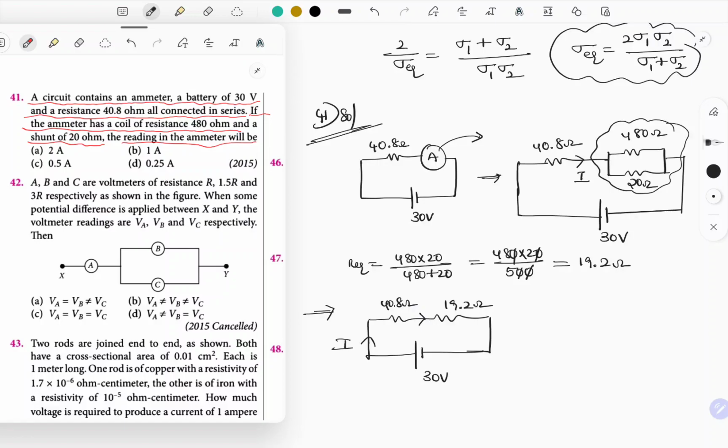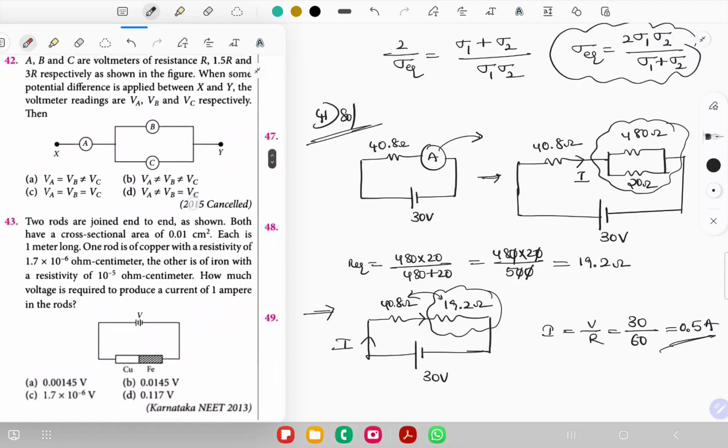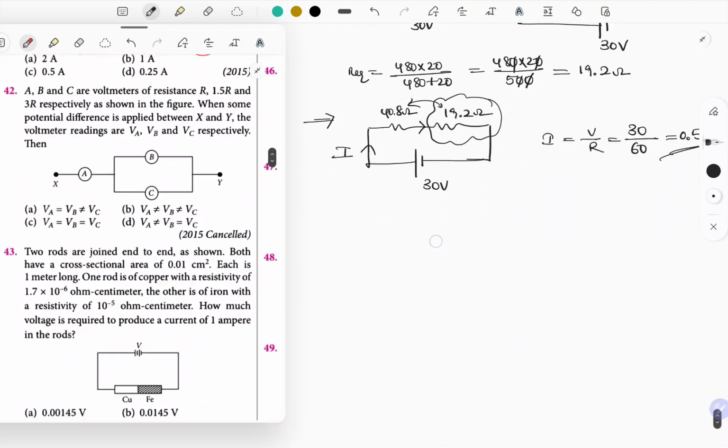This current is flowing through this ammeter also. That's what we have to find out. Now these two resistors are connected in series. 40.8 plus 19.2 is equal to 60. Then current I is equal to V by R. V value is 30 volts, R is 60, which is equal to 1 by 2, which is equal to 0.5 amperes. So this is the current flowing through the ammeter. That's the answer. Okay. Next, question number 42.